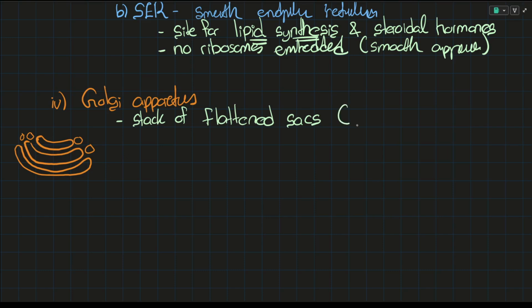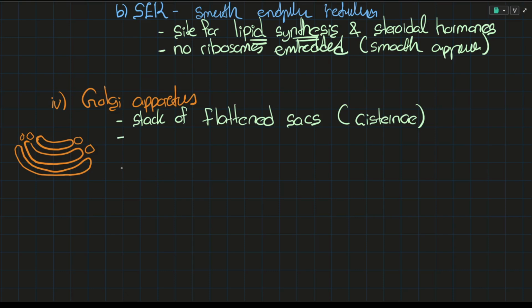Interesting. These sacks we actually call cisternae. Not to be confused with cristae, which you will find in the future in mitochondria. Just giving you a warning. They are known as cisternae.